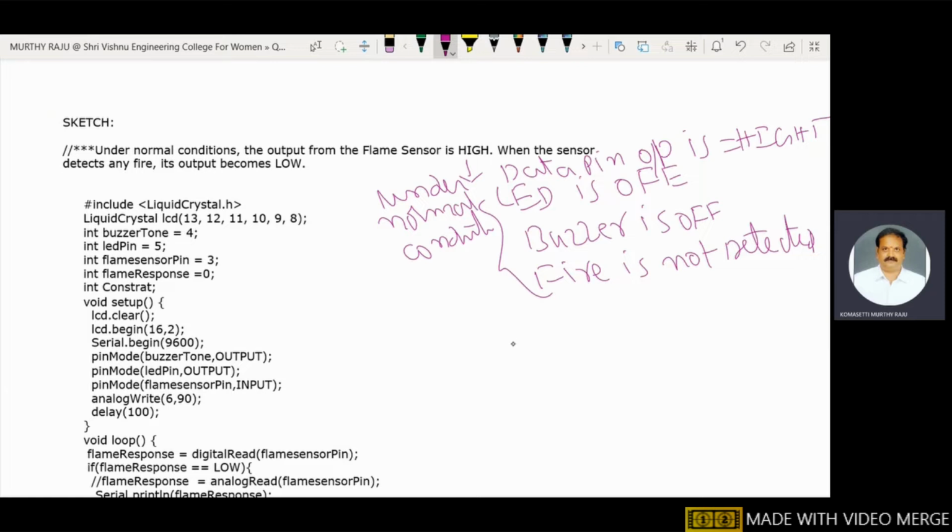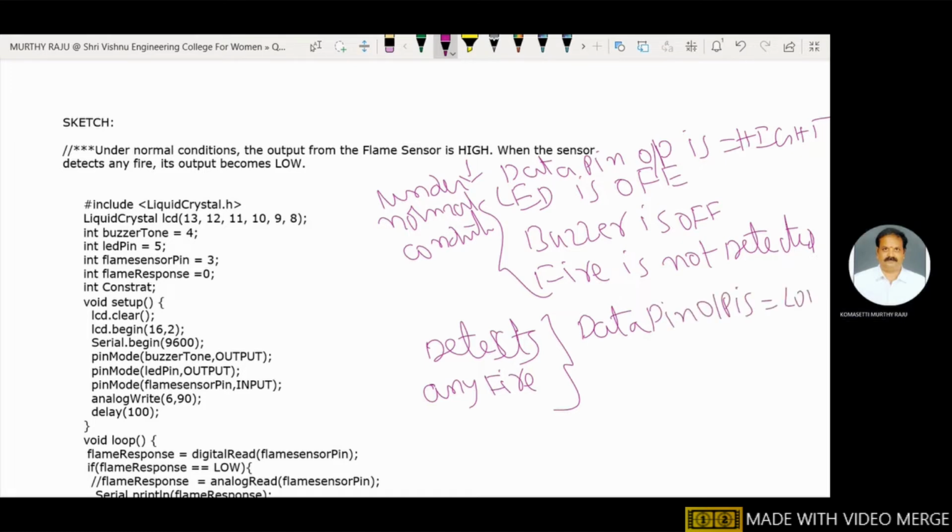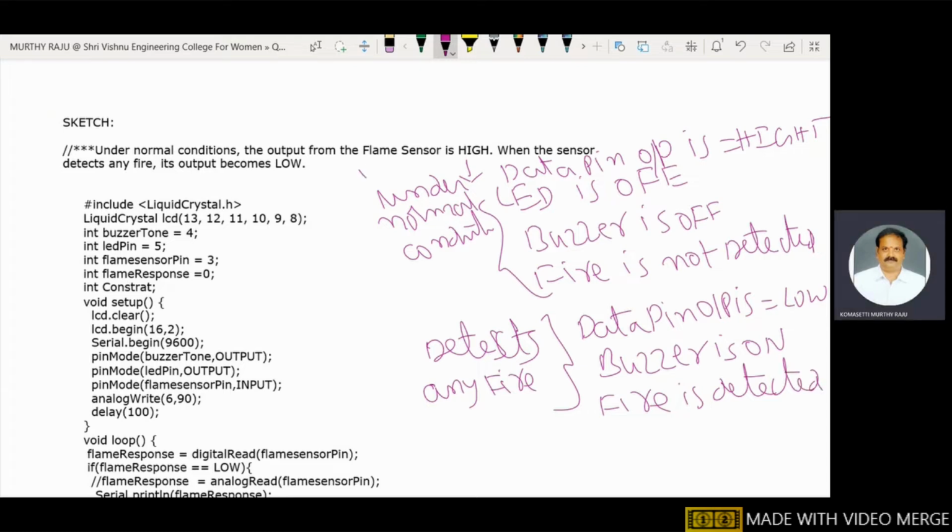Next, when the sensor detects any fire, the main function of the sensor is to detect the fire. The data pin output goes to low. Output is low. Buzzer is on. This indicates some flame is detected or fire is detected. These are the very important two conditions related to the flame sensor.